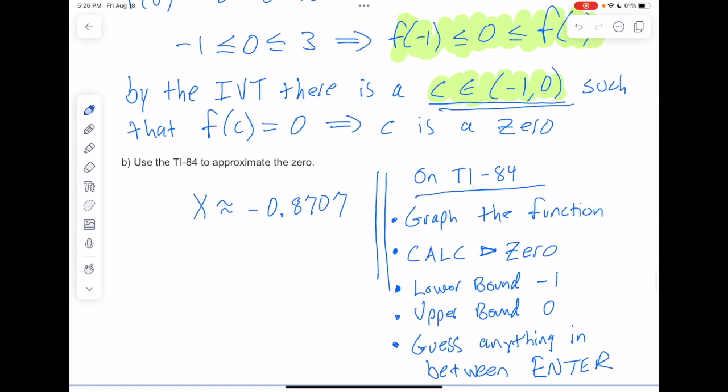Graph the function, above the trace key, hit second calc. There'll be an option there for 0. It'll ask you for your lower bound. When it asks you for your lower bound, just put whatever the left-hand side of your interval is for the problem. When it asks for the upper bound, give the right-hand side. When it asks you for a guess, put anything in the middle or just press enter, and it'll lock in on the x for you. And then round it to however many decimals the homework wants.